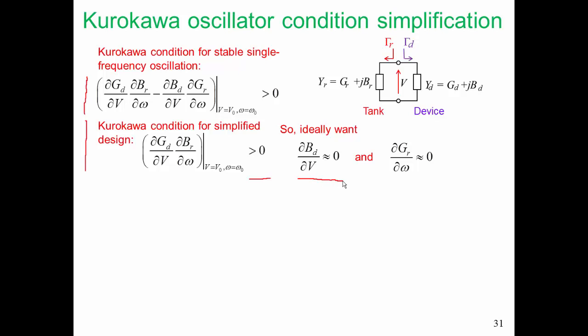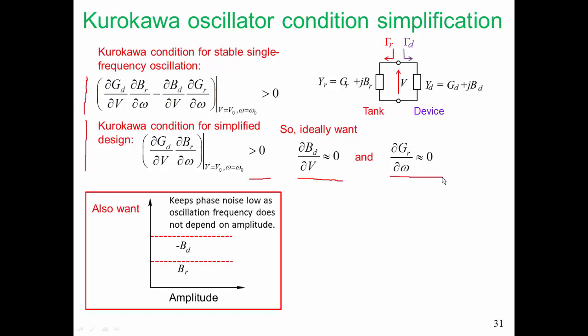We would like the derivative of the drain susceptance with respect to voltage to be approximately 0, and we would like the derivative of GR with respect to frequency equal to 0. These are the conditions that come from the Kurokawa condition, but we have some other requirements as well. So first of all, look at this requirement. This requirement here says that we want BD and BR to be independent of amplitude.